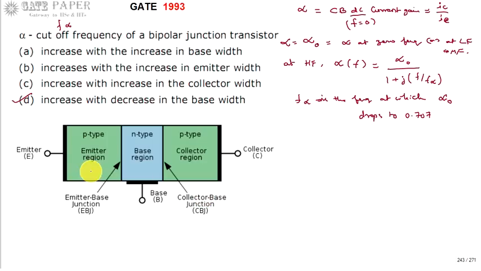Whenever a BJT has to act as an amplifier, it must be biased in the active region. The meaning of active region is that the emitter base junction should be forward biased and the collector base junction should be reverse biased. Reverse bias means we apply voltage in this way: for N type you apply positive voltage, for P type you apply negative voltage.